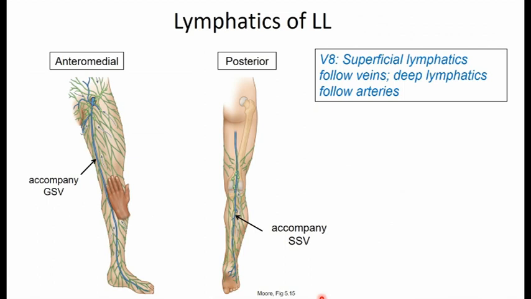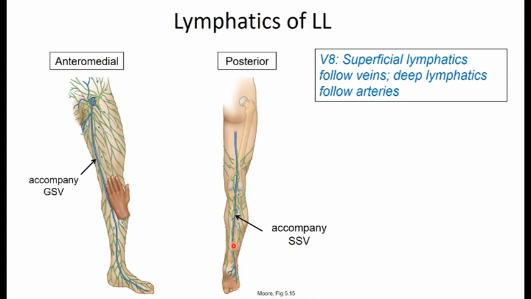In terms of lymphatics of the lower limb, we heard previously that we will have superficial and deep lymphatics just as we do veins. Principle V8 tells us that the superficial lymphatics will follow veins, so they'll follow the superficial veins, whilst deep lymphatics will follow arteries. These images here are only showing us the superficial lymphatics of the lower limb.